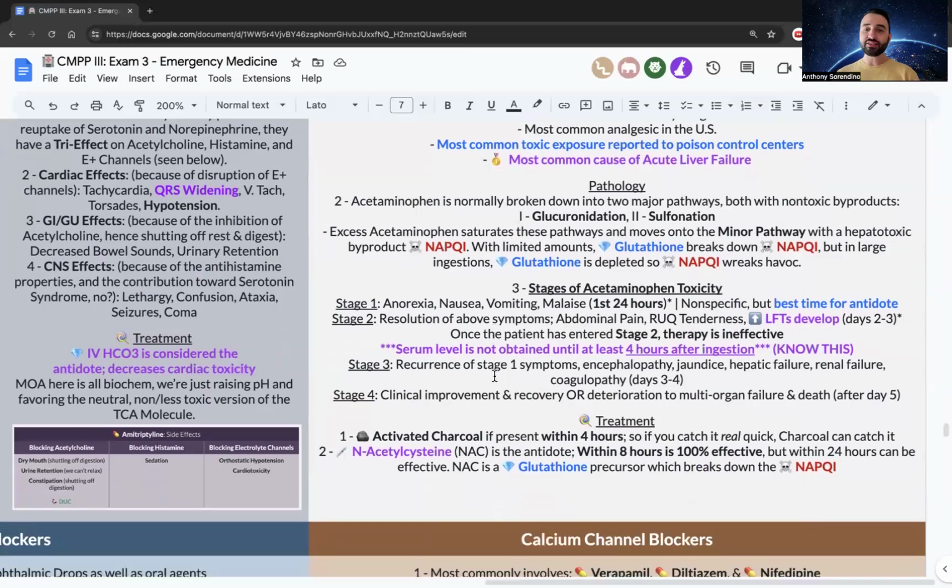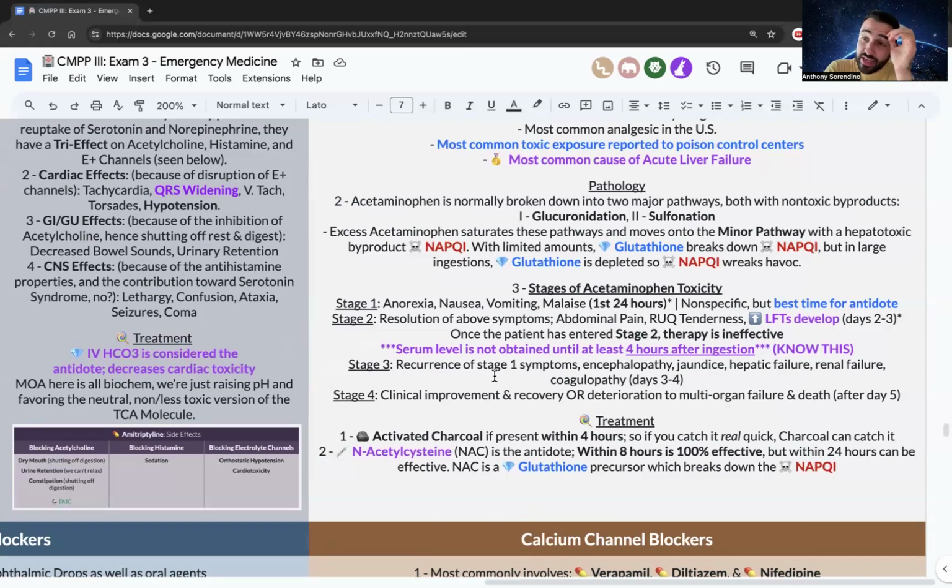There's these three stages of acetaminophen toxicity. I think it's important to know stage one is what happens within the first 24 hours. The symptoms aren't specific, so you have to be really careful with taking your history here, because that window is really the only time you can give the antidote, right? I think the best time isn't it like within 4 hours? Oh, 4 hours is ingestion. Within 8 hours is going to be 100% effective. So after 24 hours, you can't give your antidote, which we'll talk about in a second.